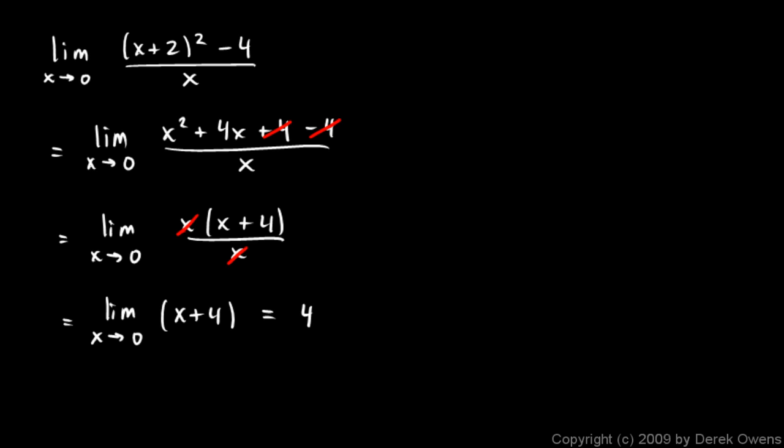So that's our answer. So if we want to graph this function, this mathematically simplifies to this. So it's just a graph of x plus 4, which is a line that goes through (0, 4) with a slope of 1.